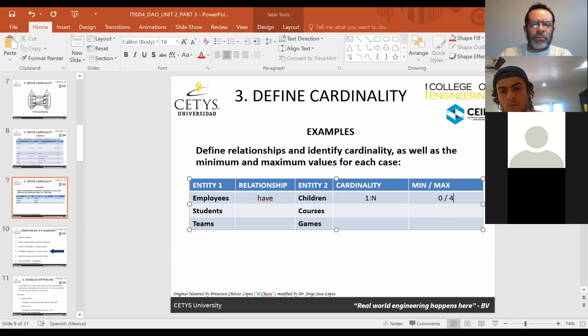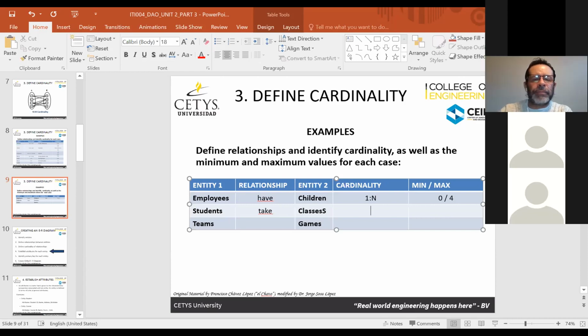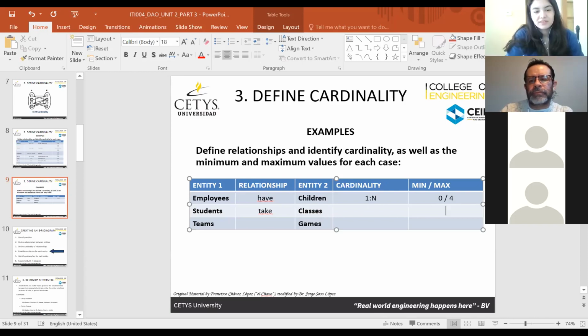Okay. Let's do one more before we do a break. Students and courses. Let's say students take courses. What would the cardinality be, and let's say not courses, but classes, okay? We just mentioned the difference between that. Estrella, go ahead. You say one to many. Mm-hmm. One to many, correct.